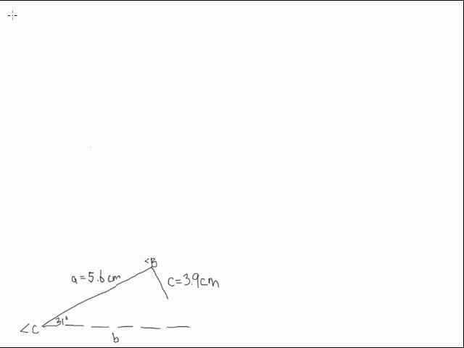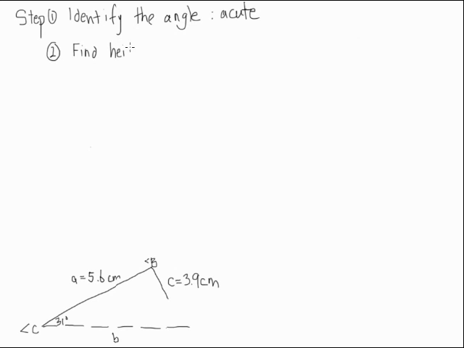So we're just going to do the steps we were doing before. And step one was to identify angle C. So identify the angle. Is it acute or obtuse? And look at this, it is acute because it is less than 90 degrees. So that means there are four possible cases, and now we're going to figure out which of those four it is. Step two was to find the height of the triangle, H.